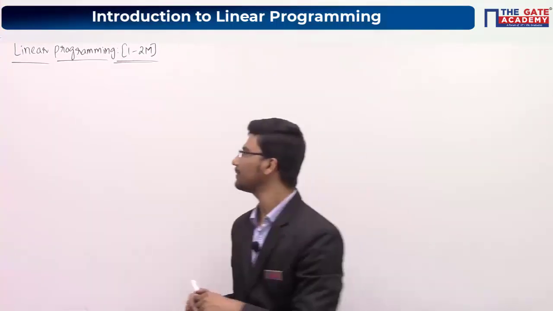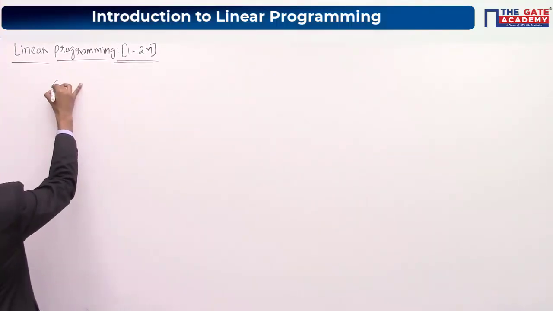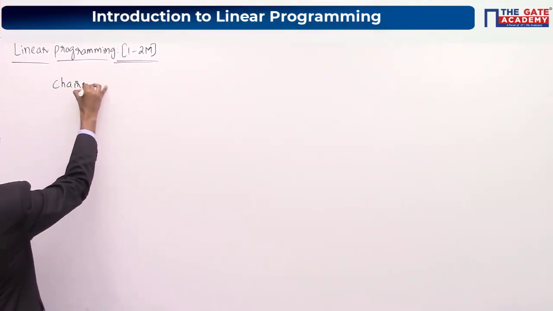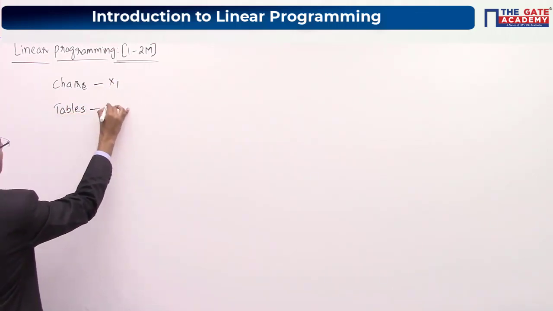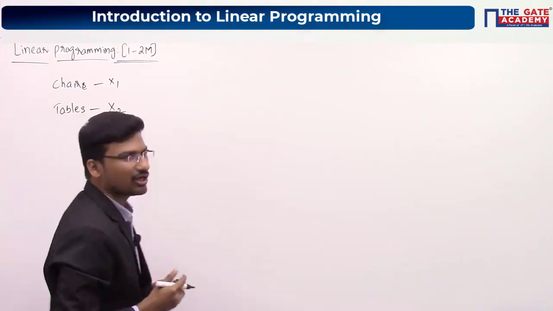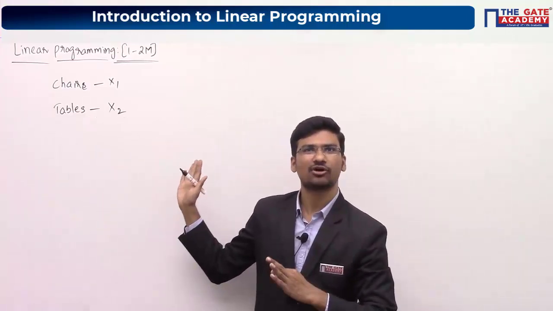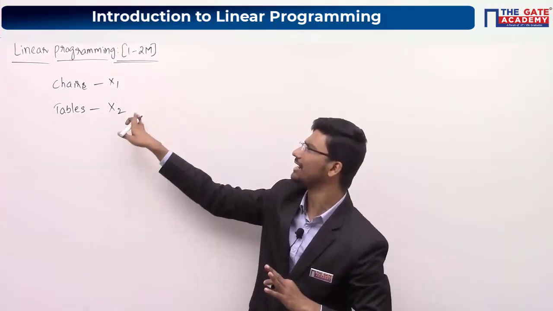Chairs and tables. Very good, Haribhaskar. So let us say x1 is the number of chairs we are producing and x2 is the number of tables we are producing. So ultimately these are your variables. This is what you have to produce: the number of chairs and the number of tables.